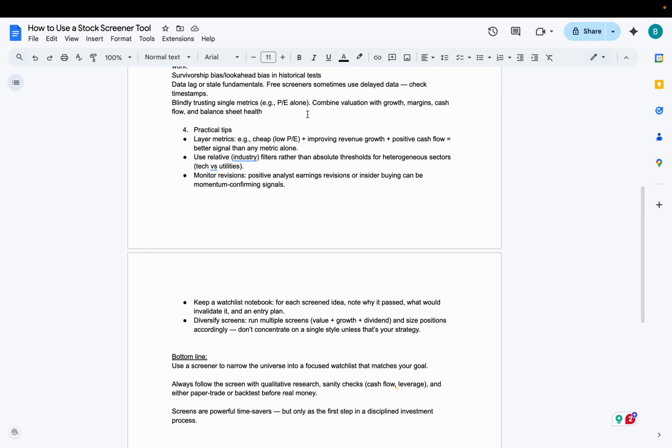And my next tip, right, practical tips. So you should always layer your metrics together, right? So for example, if you want to look for low PE companies, right, you should always combine that criteria with improving revenue growth, positive cash flow. It's a better signal than any single metric alone, right?